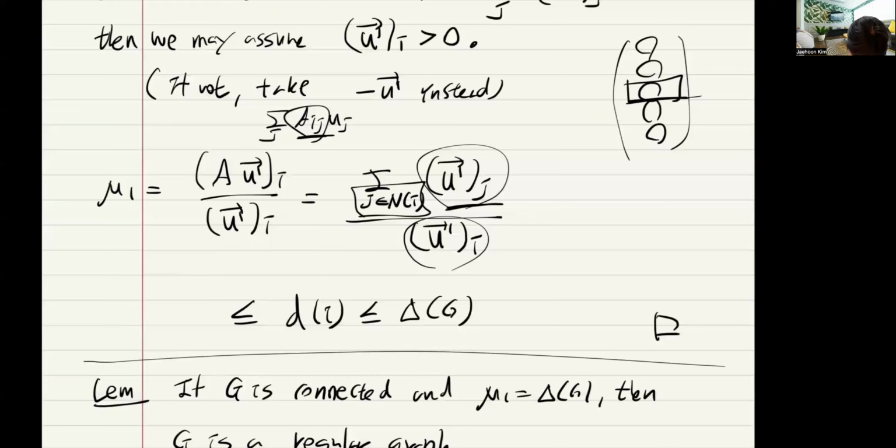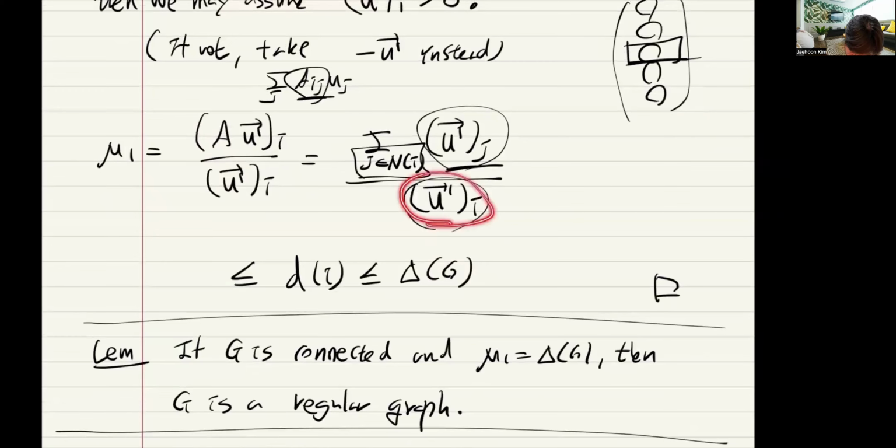Or you don't have to deduce its eigenvector. So from there, it's all the same. These are all the same. Then what? This degree of i is exactly the same as this. And then you do the same thing for its neighbor j. Then again, you can show that the degree of j is exactly delta of G, and you can keep doing that.